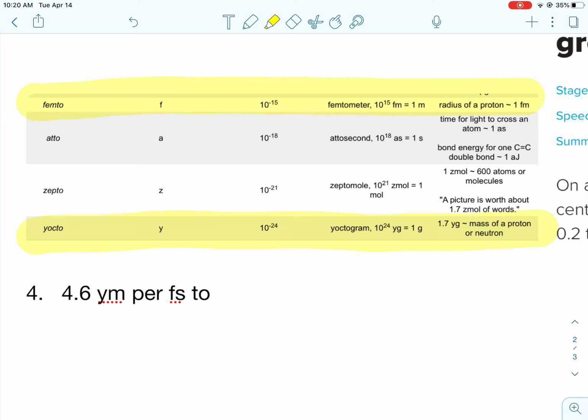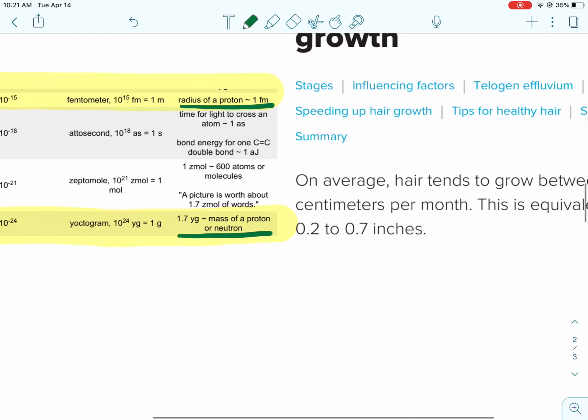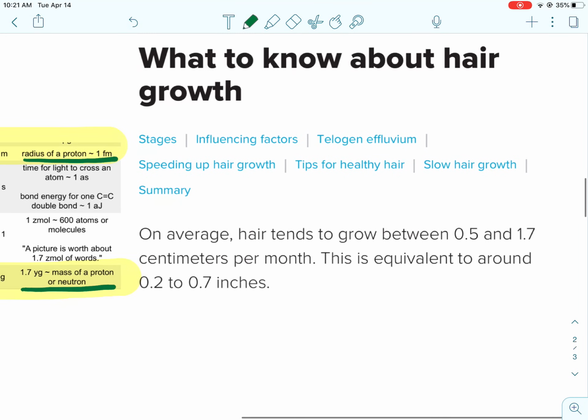So we're going to use those to make our conversion fractions. And if you want to know why there is even something so small, they use femtometers to represent the radius of a proton. And then yoctograms are used to represent the mass of a proton or a neutron. So it's teeny tiny measurements that are needed, but in general, we don't talk about them.